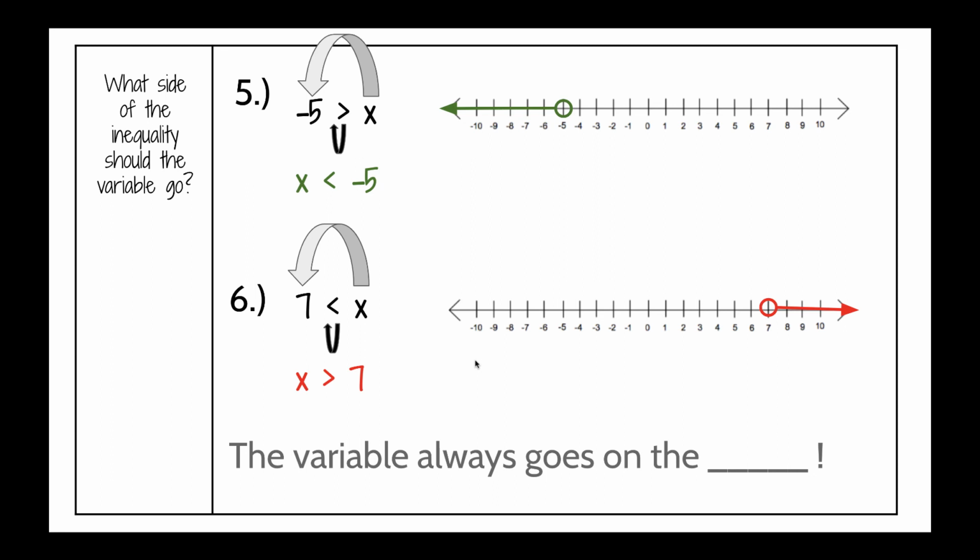So the big thing with example 5 and 6 is, what side of the inequality should the variable go? Fill this in your notes. The variable always goes on the left. And that's what we practiced here with example 5 and 6. The thing we really have to be mindful of is when we make our variable and our other terms switch spots, we also have to flip the inequality symbol.